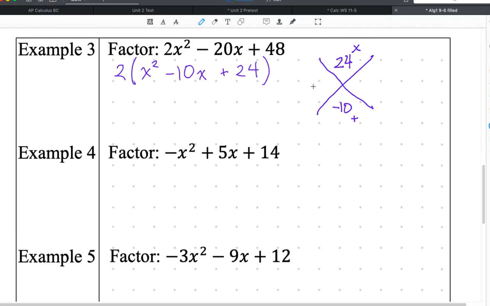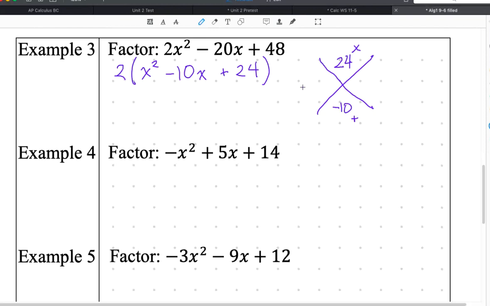So here I go. 1 and 24. Doesn't work. I always start at the easiest level because most people forget the easiest one. 1 and 24 doesn't work. And in fact, I realize they need to add up to a negative, which means I need to have at least 1 negative. But if I have at least 1 negative, a negative times what is a positive? They both need to be negative.